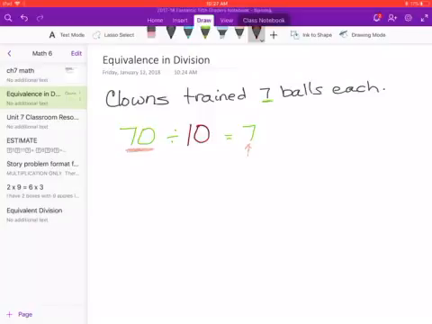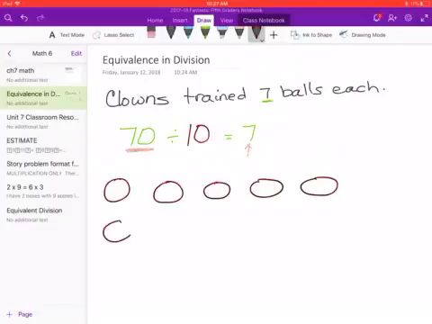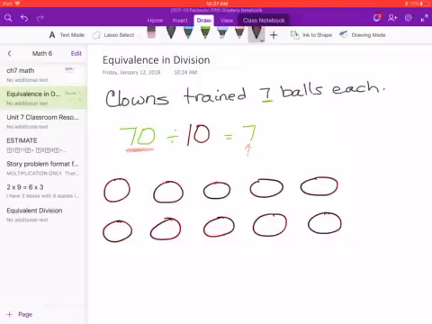All right, so here's my 10 clowns. 6, 7, 8, 9, 10. And I know that 10 times 7 is 70. That's just one of those things that I know. So I know that right now, each clown is able to juggle 7.